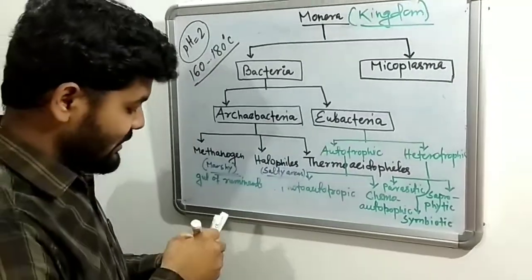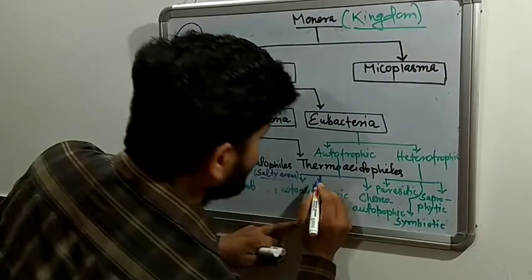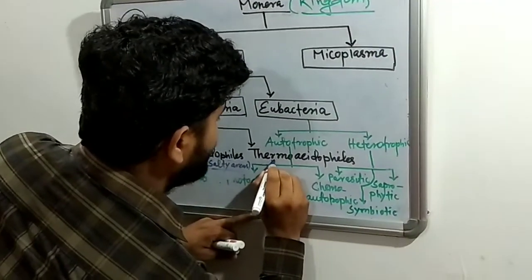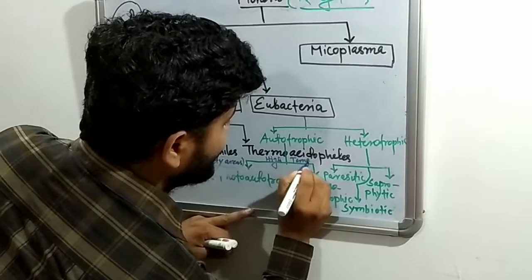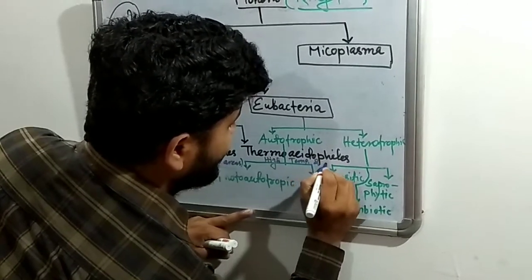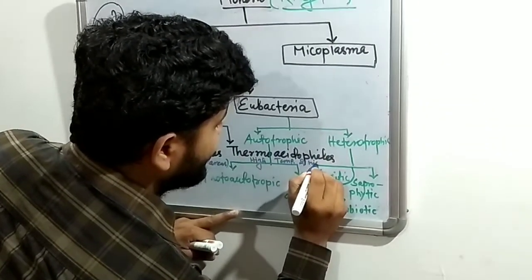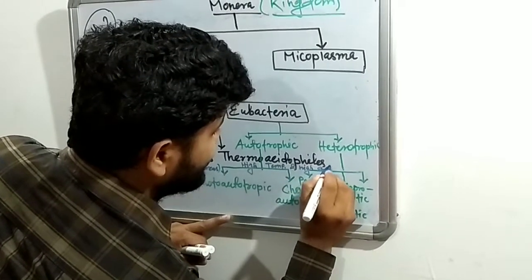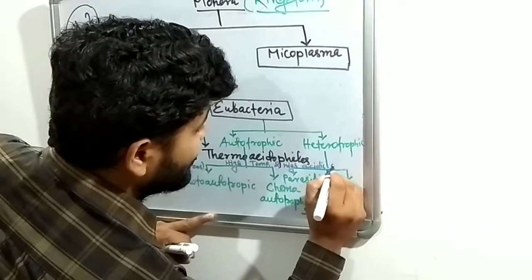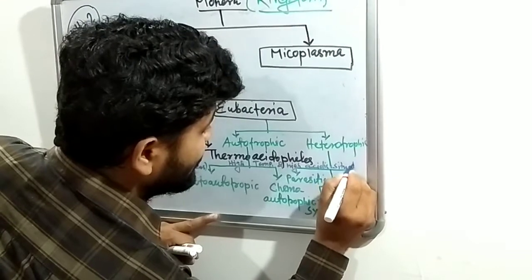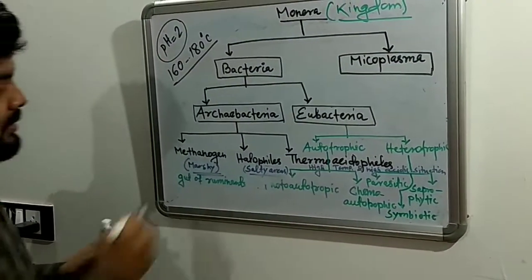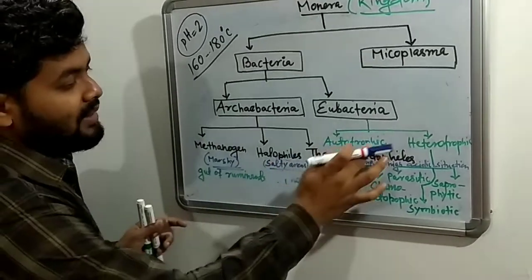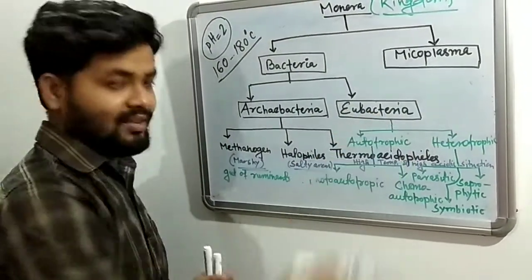Okay, so they can live in high temperature and high acidic situations. So these are the archaebacteria. Now autotrophic and heterotrophic are the types of eubacteria.